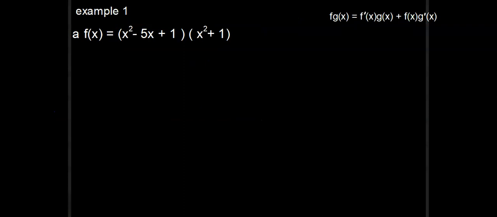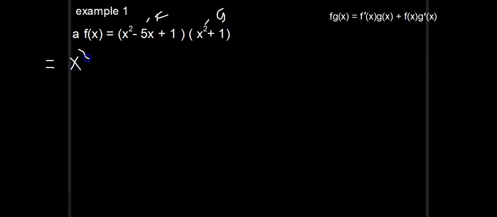Okay, the first example says f of x equals x squared minus 5x plus 1, times x squared plus 1. For this first example, it's easy since we don't have any trig or stuff like that. So let's do it. The first thing I want to do is derivate this one. This whole thing is my f of x, and this whole thing will be my g of x. So I want to derivate this whole thing.